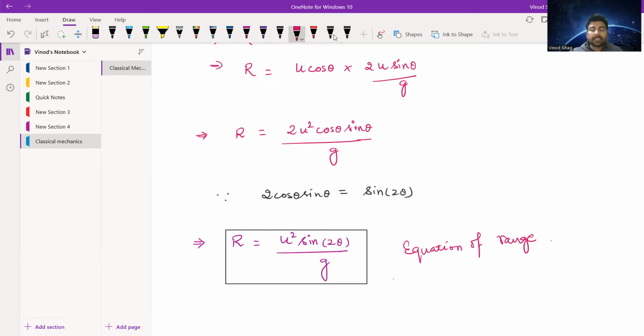Here, let me summarize it. We started with the projectile motion of the particle, and we started with the coordinates of the particle, x comma y. We derived the equation for x and y, where the relation between y and x was nothing but the equation of a parabola. That's why we named the trajectory of a projectile parabolic. And then we derived the total time taken by the projectile, called the time of flight. Then we derived the equation for maximum height, and then the equation for the range of the projectile.